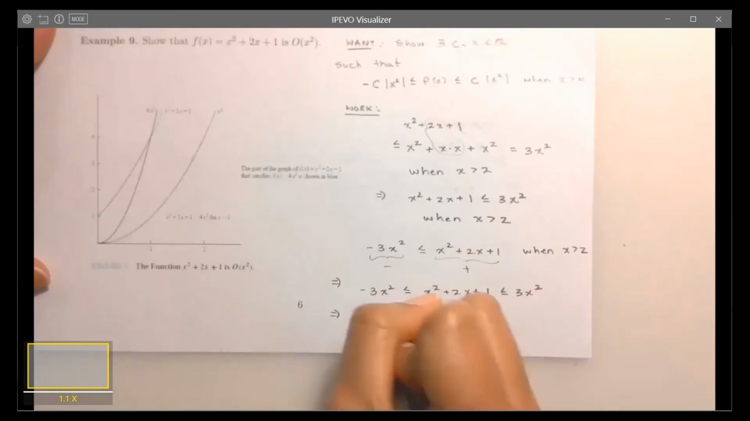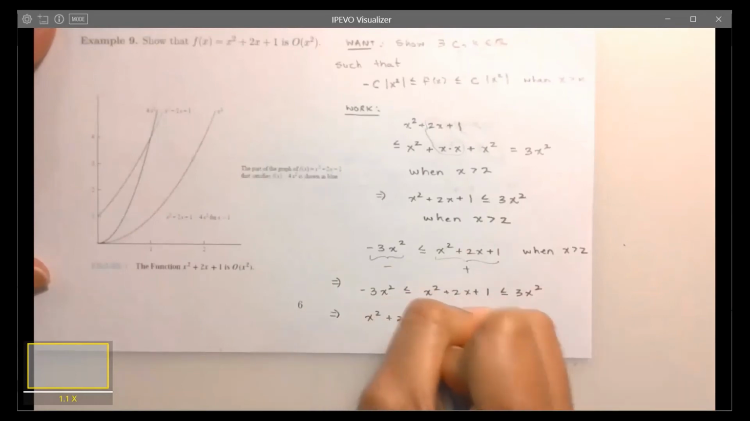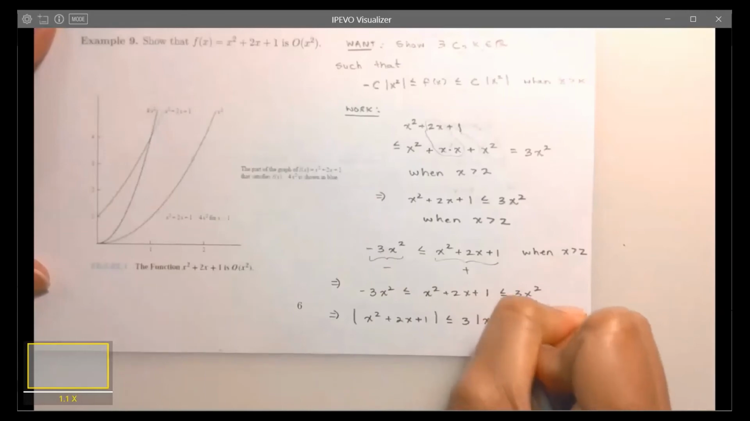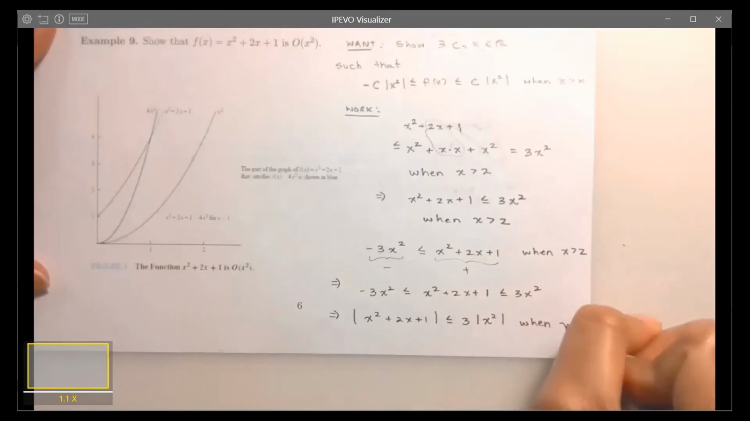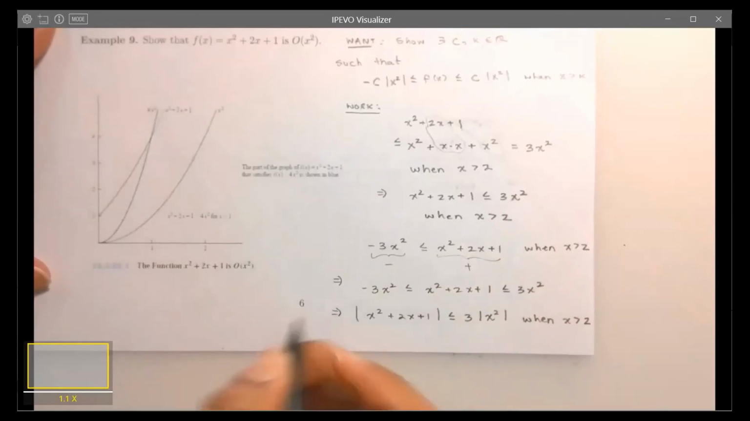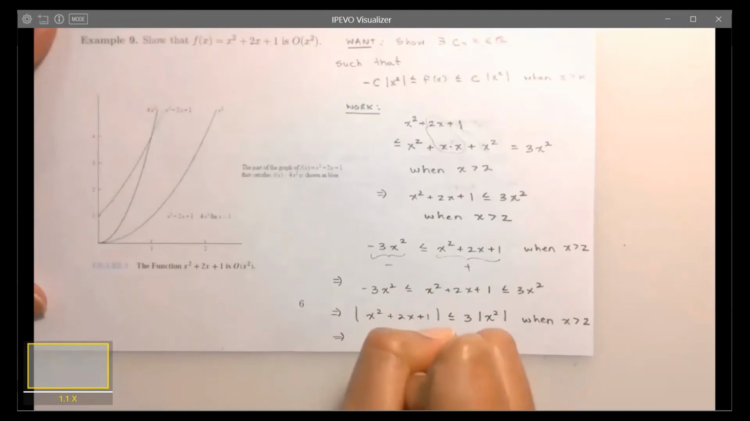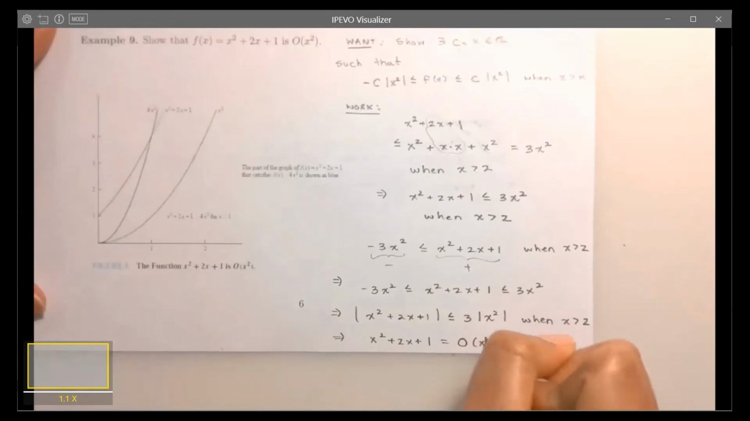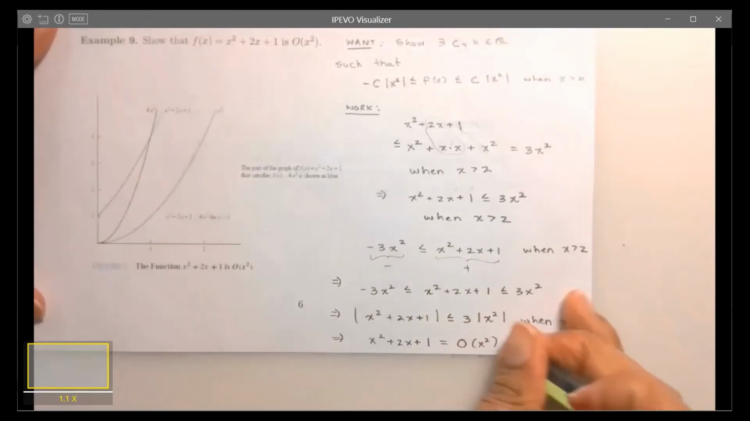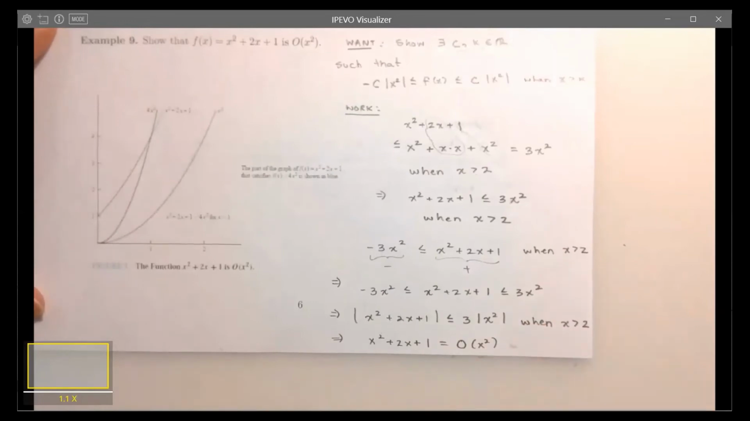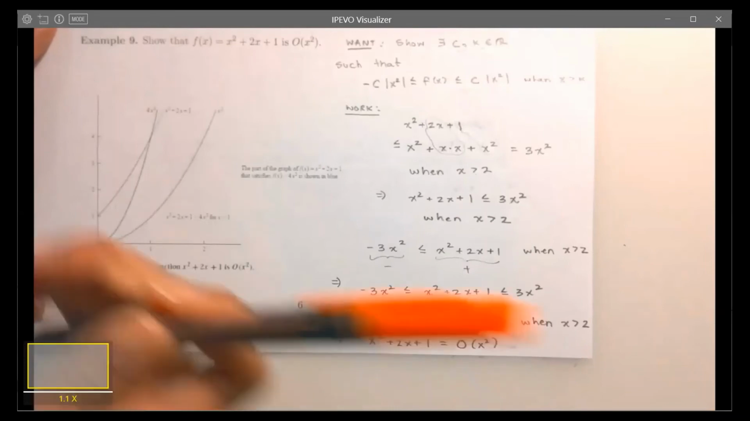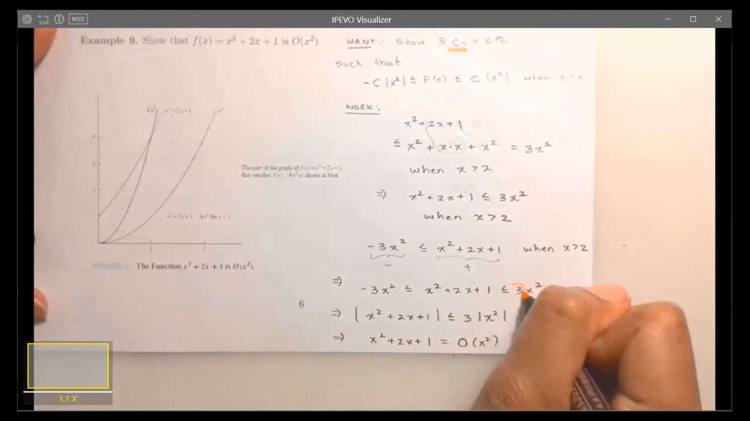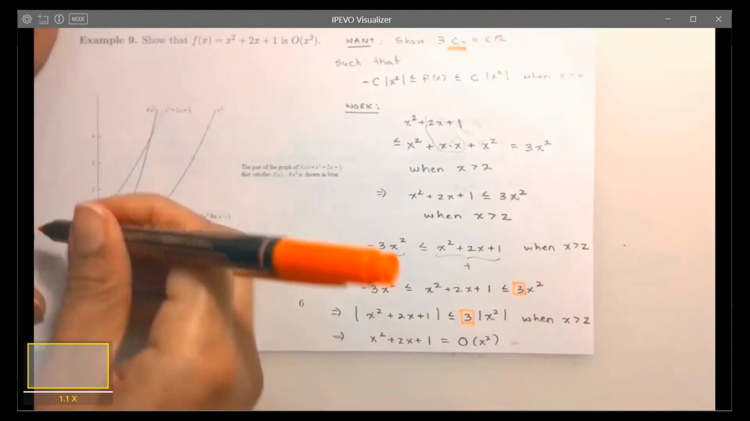Or in other words, that the absolute value of x squared plus 2x plus 1 is less than or equal to 3 times absolute value of x squared when x is greater than 2. So that is the definition of big O. That means x squared plus 2x plus 1 is going to be big O of x squared. And the key here being that we found the necessary constants C and K. C turned out to be 3 for our case, and K turned out to be 2.